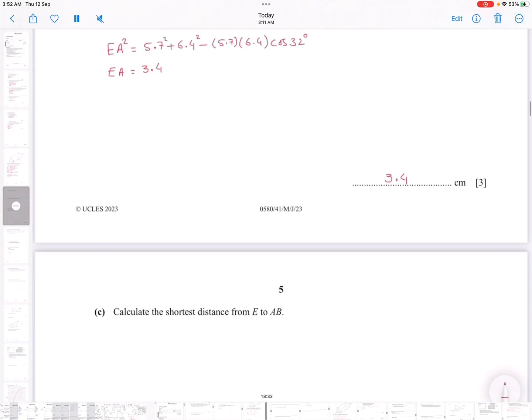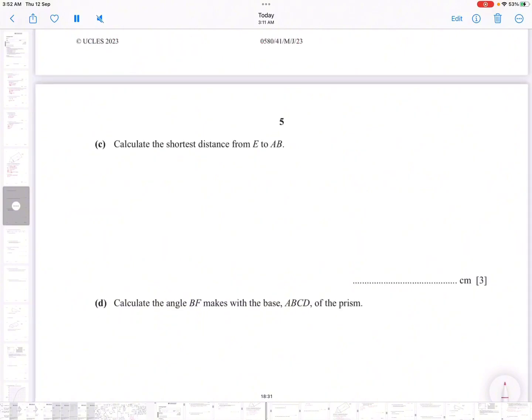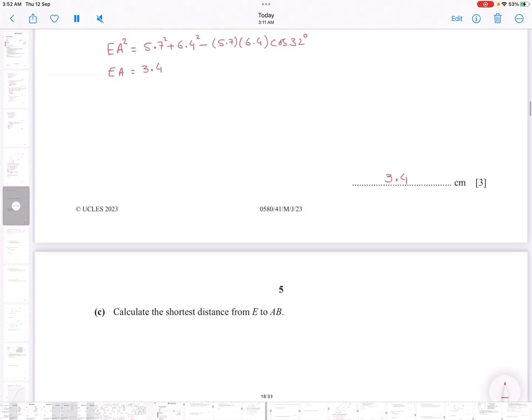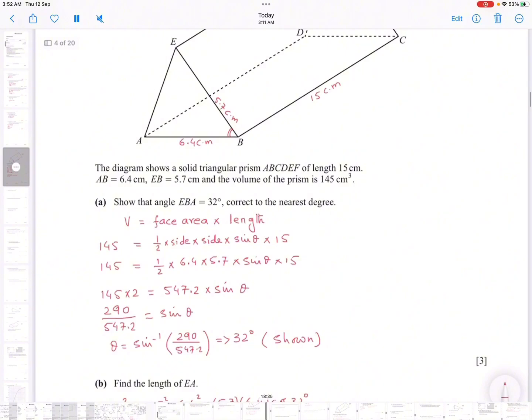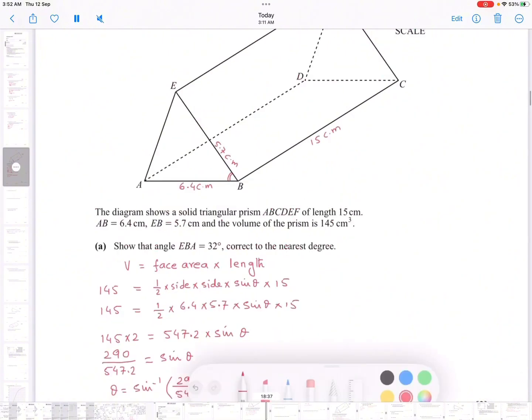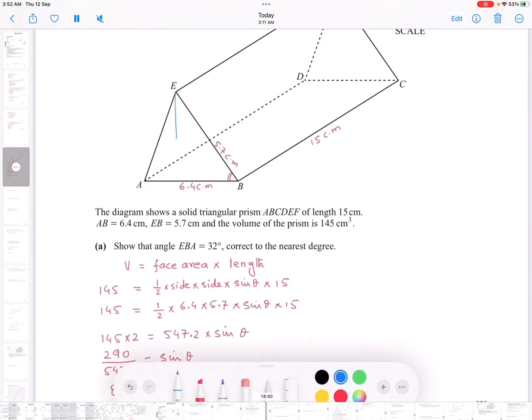You can use a calculator and see that EA should be 3.4. Part C says calculate the shortest distance from E to AB. The shortest distance is always a 90 degree perpendicular drop. So you drop a line from E to AB and make a 90 degree angle here.